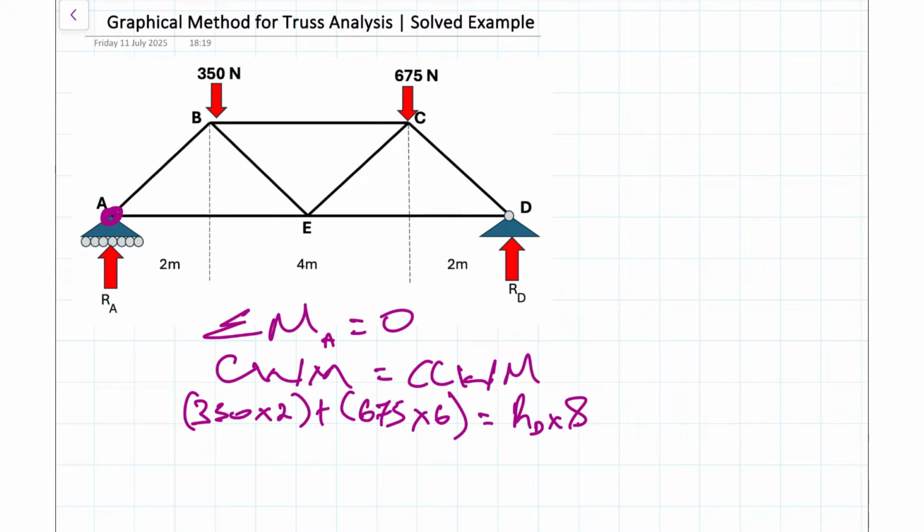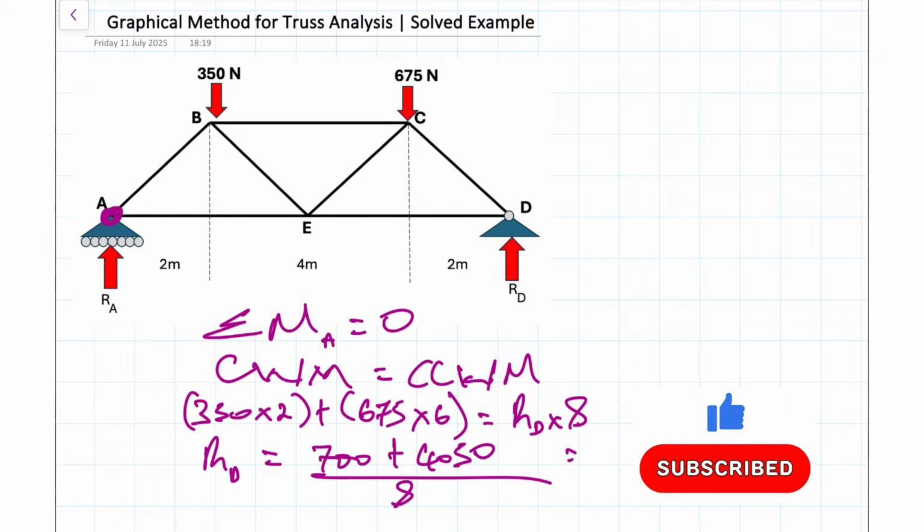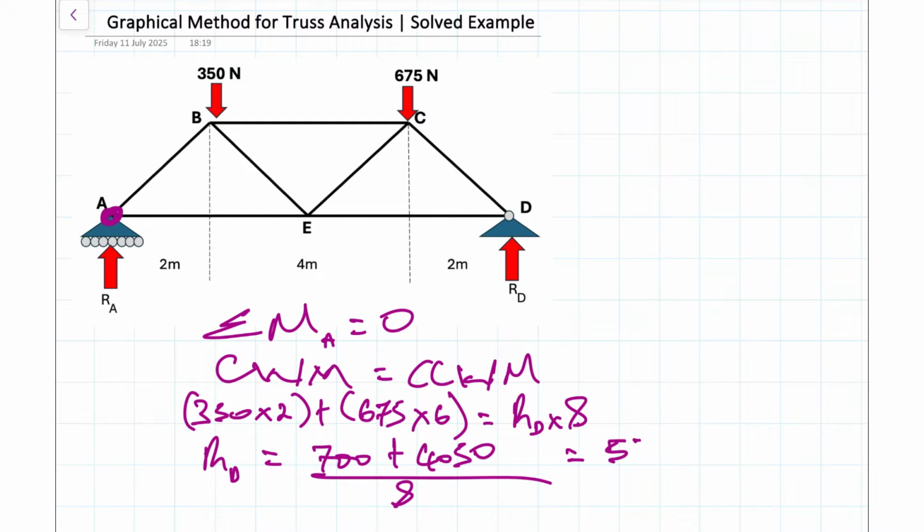So what we have now, we have RD to solve for, and RD will be equal to 350 times 2, so that's our 700, plus 4050 for 675 times 6, and all divided by 8. So our final answer for RD is 573.75 newtons.